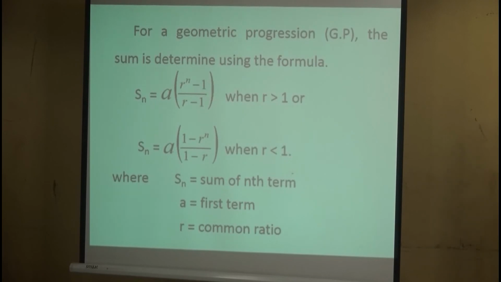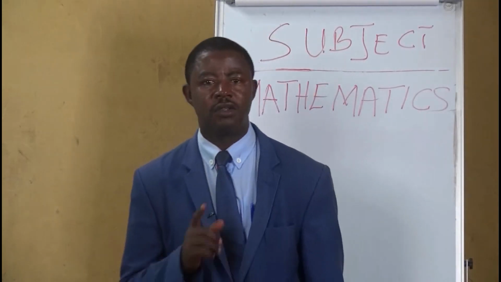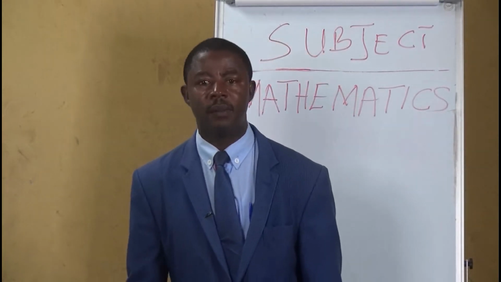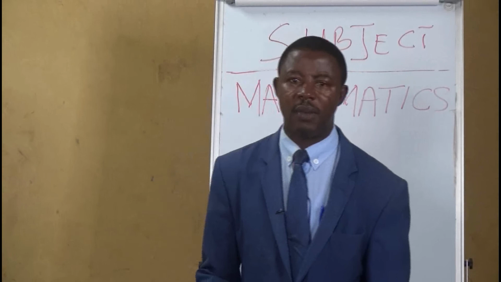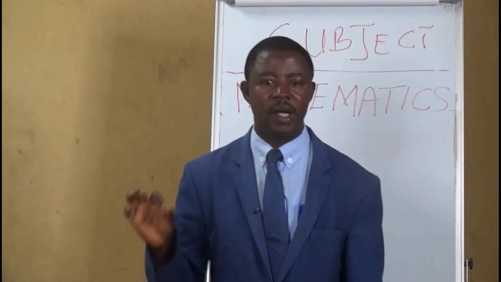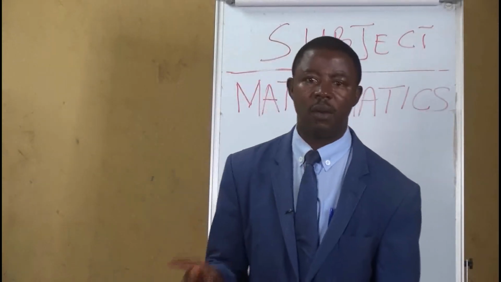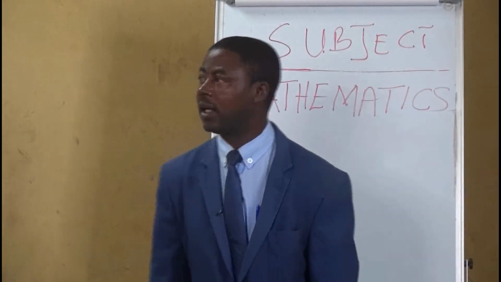In the same vein, for a geometric progression, the sum of the n terms is given by Sn equals a open bracket r raised to power n minus 1 close bracket divided by r minus 1. This is when the common ratio is more than 1.